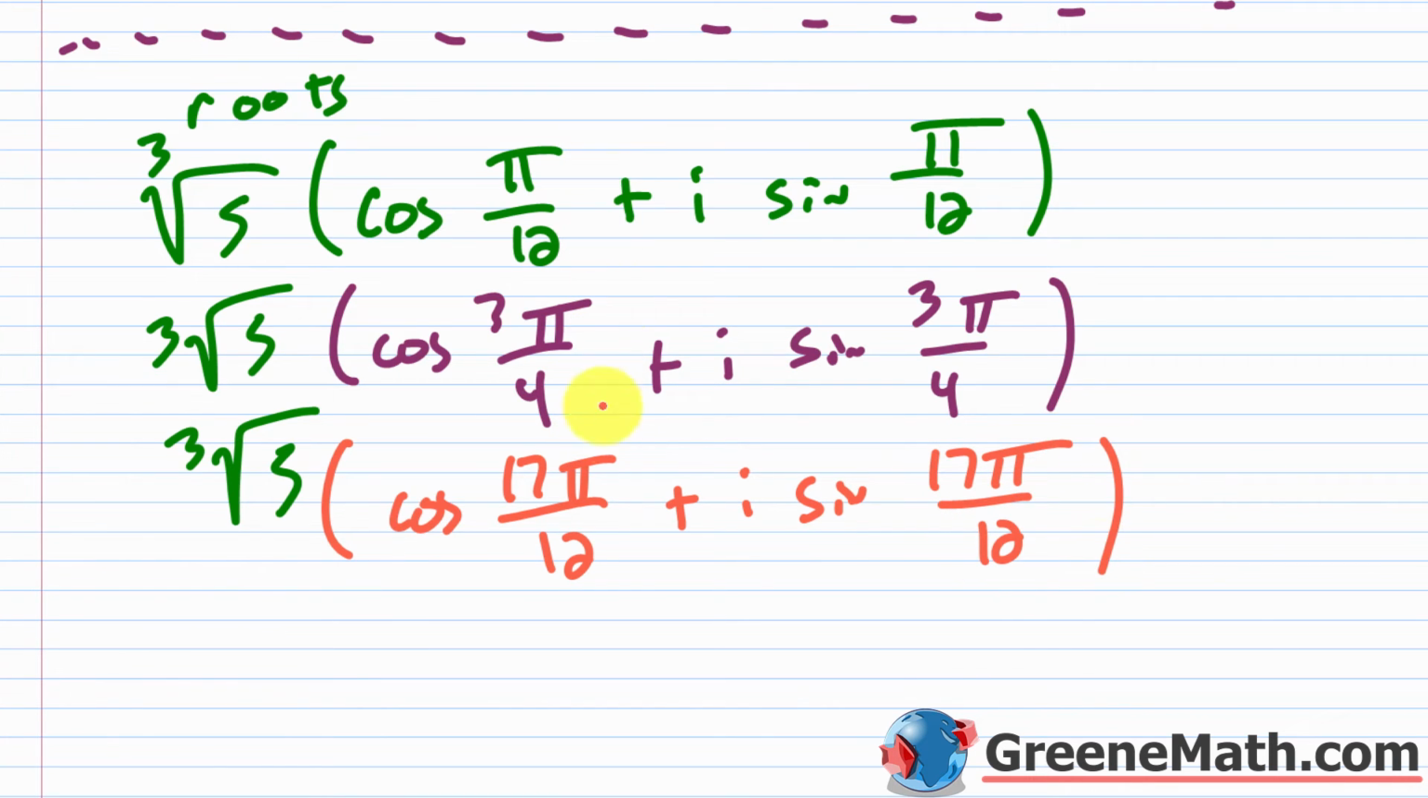So this would be your answer in radians. If you want to use degrees, of course, you could have done that. A lot of people find that easier because you don't have to work with fractions. But this would be your 3 cube roots for that complex number.